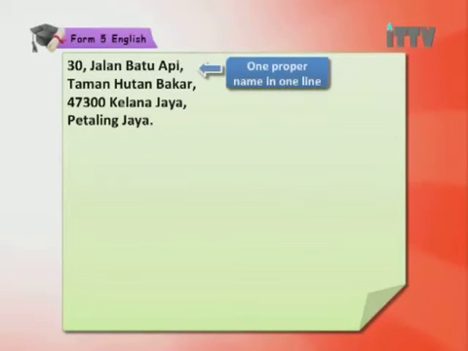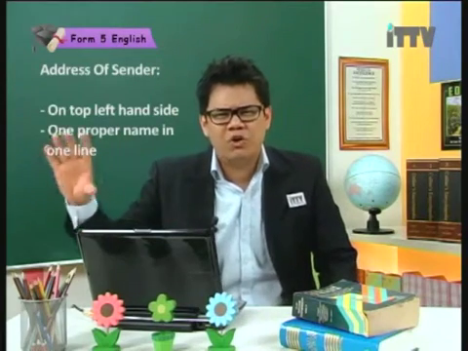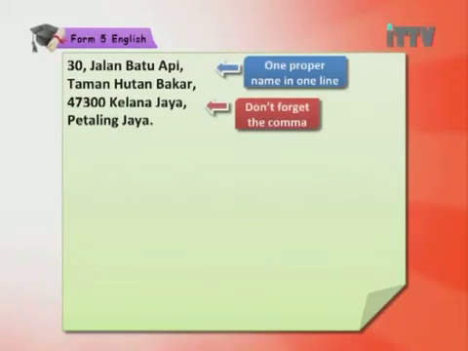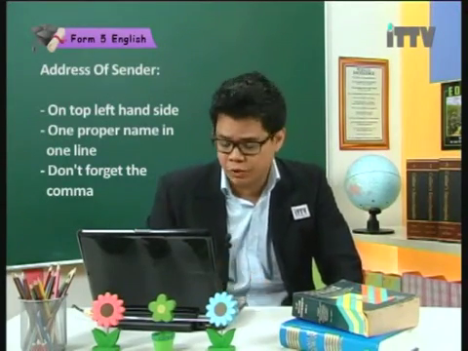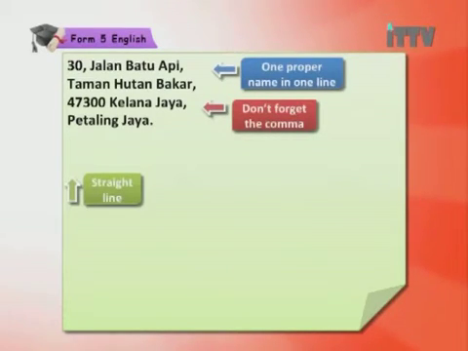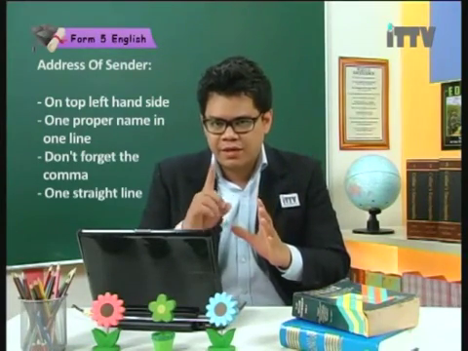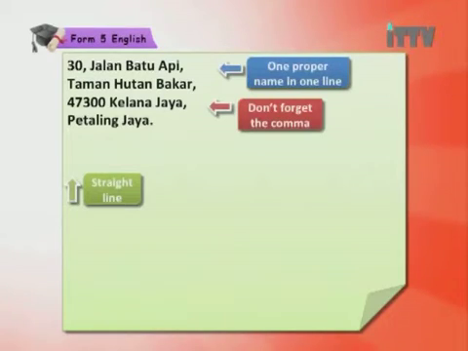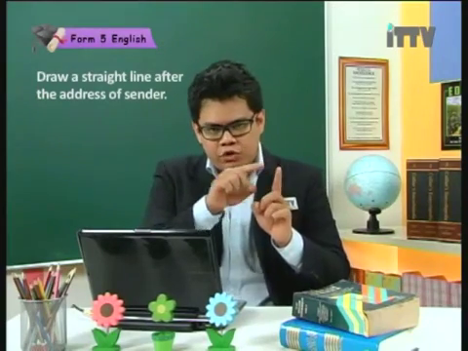Now what happens next? One proper name in one line. So here we have 30 Jalan Batu Api. So you see, I stop, I put the comma. I don't add it into one long line. Don't forget the comma. So this is important. Don't forget your commas. You could lose marks if you do. One straight line. So when we look at this address, we can already see different things. The first thing you must remember, one proper name in one line. Don't forget the comma, and remember, everything is in a straight line. Now, after you've written this address, remember, you have to draw a line.